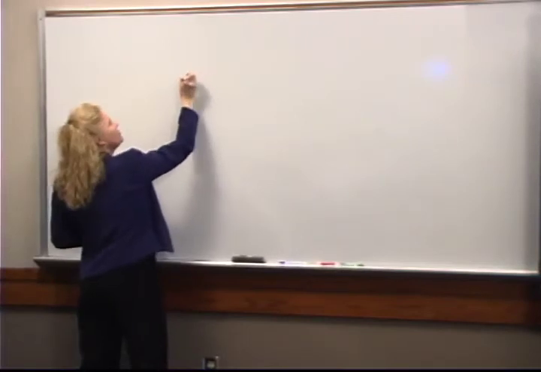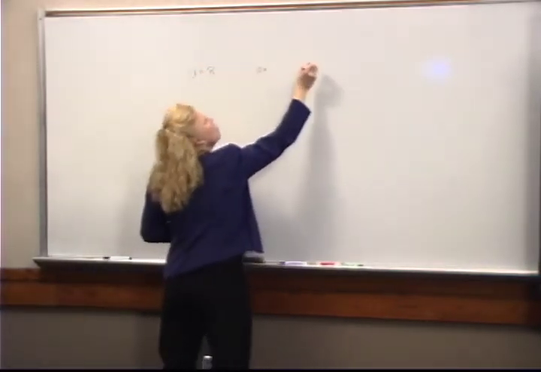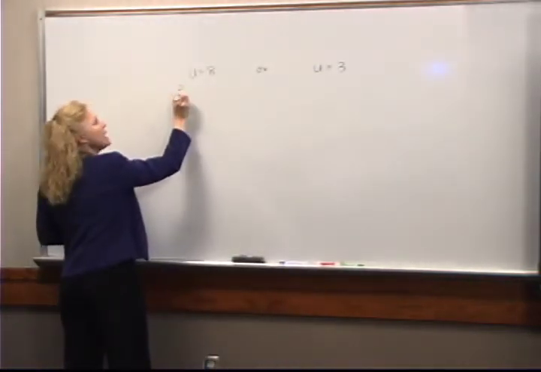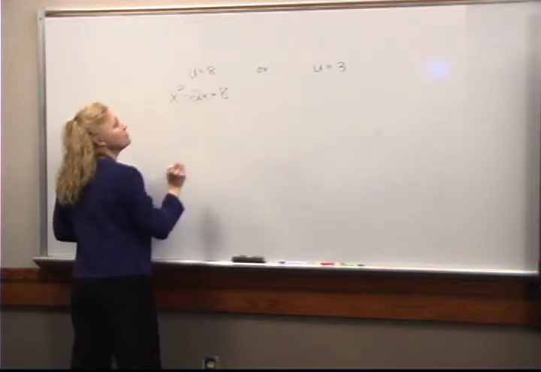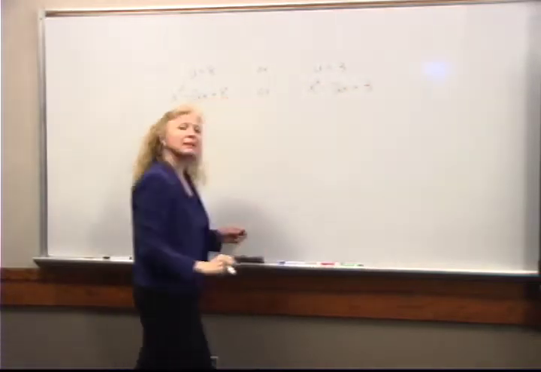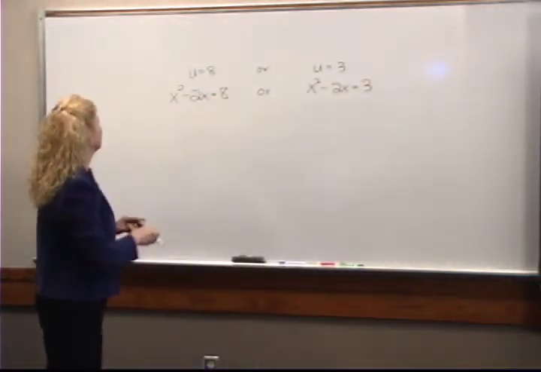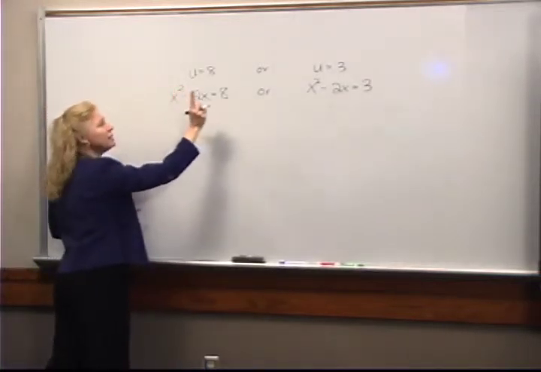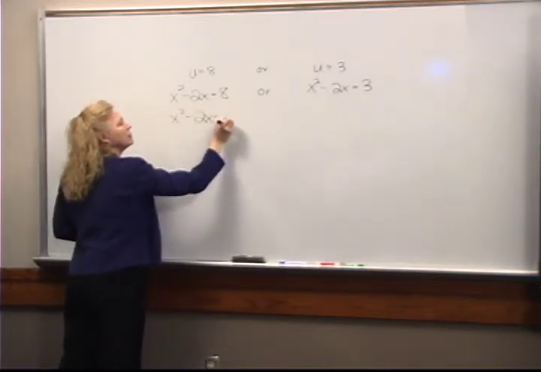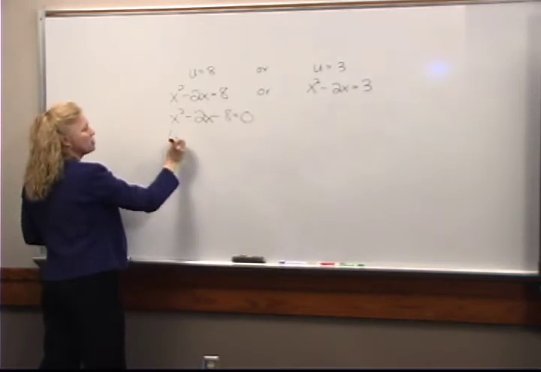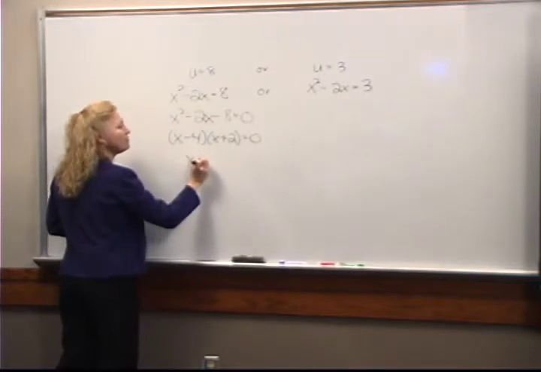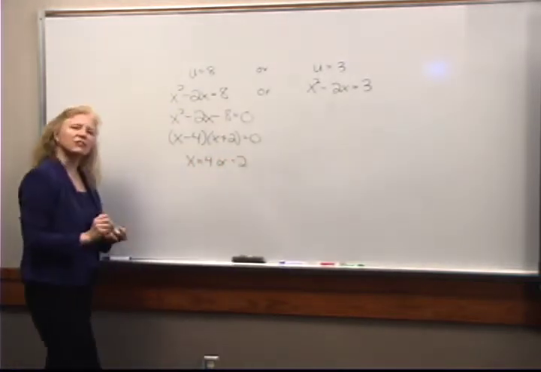We would have u equals 8 or u equals 3. Substituting back in, that means x squared minus 2x is 8, or x squared minus 2x is equal to 3. And let's solve each of those. I see a quadratic, means I need a 0, so bring that 8 over. Factors nicely. And we get 4 or -2.